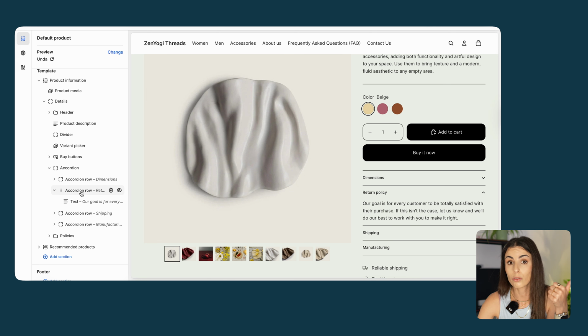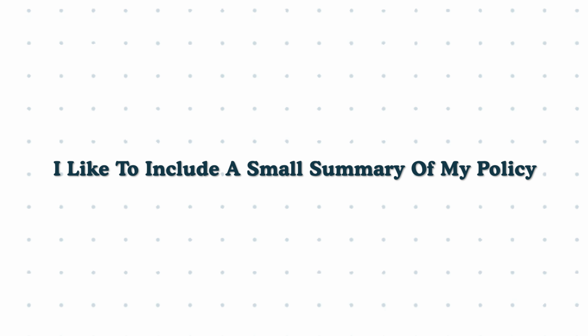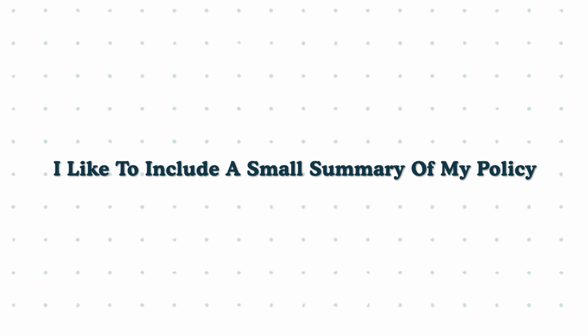You can have one for your return and exchanges policy, one for your shipping policies, and one if you have something special that you want to say, for example, key benefits, or who is it for, or how to use it, and stuff like that. For the returns and exchanges policy and the shipping policy, I like to do the following. I like to include a small summary of my policy, then link to my full policy in here.